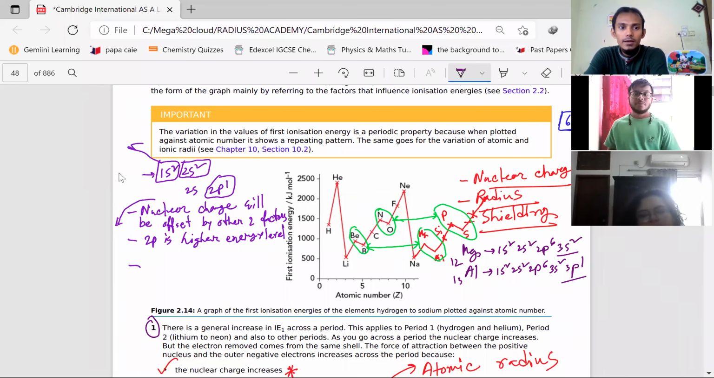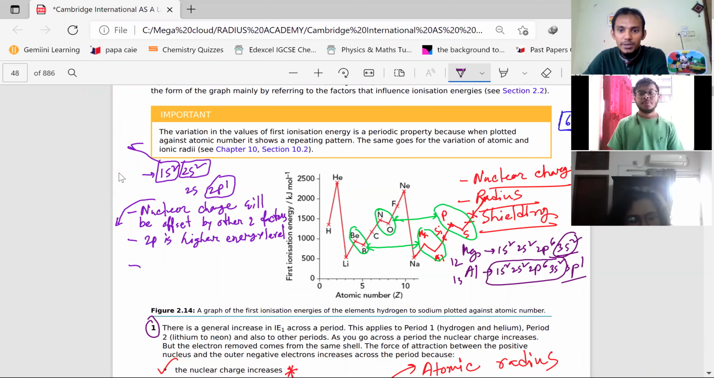So 3p1 is at a bit higher energy level than 3s2. Number two, the 3p1 electron will get shielding from 1s2, 2s2, 2p6, 3s2, all these subshells. Whereas the 3s2 will get shielding from 1s2, 2s2, 2p6 only. There will be added shielding from 3s2 in aluminum as well. So these two factors will outweigh the increased nuclear charge in aluminum. Same explanation.